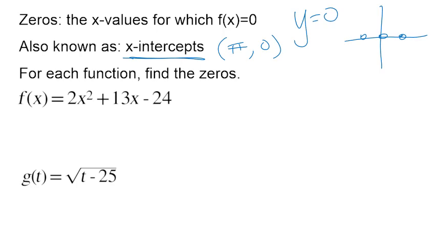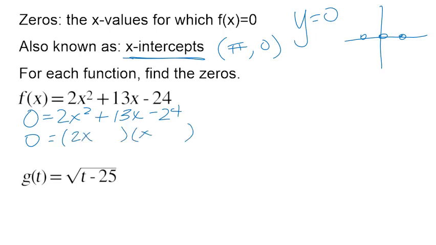So for each function, we're going to be asked to find the zeros. So basically all that we're going to do is plug in 0 for f of x and then use different methods that you have to solve. So if you have 2x squared plus 13x minus 24, you might need to factor that one. So maybe it's 2x and x. And if you couldn't figure out how to factor this, we could also use the quadratic formula or completing the square, whatever works best for you. So let's see, what could we try? Maybe 8 and 3.